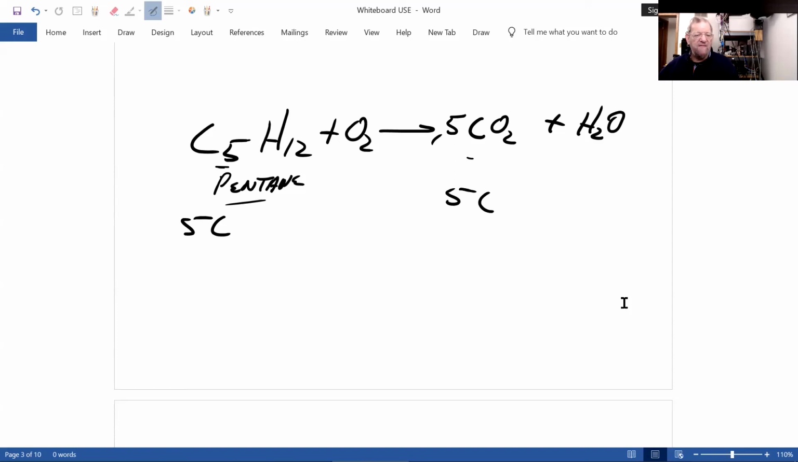5 carbons. Now, all I have left are oxygen and hydrogen. I'm going this way. Dr. White's lazy. I've got 12 hydrogen here. Uh-oh, I only got 2. How do I get that to 12? Well, 2 goes into 12 6 times. 6 times 2 is 12 hydrogen.